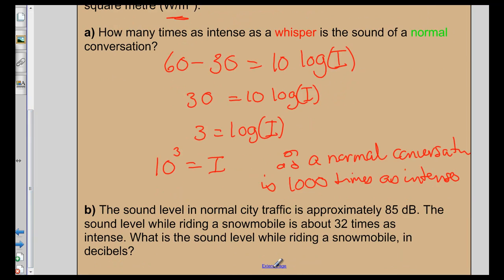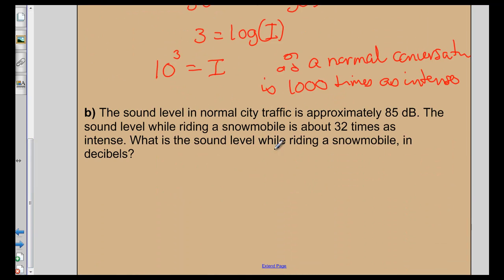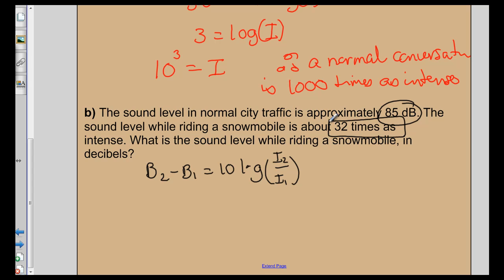Moving along, and sometimes they actually ask us to find one of the sound levels. So I'm going to rewrite the equation. B2 subtract B1 is equal to 10 log of I2 over I1. And notice that the ratios correspond. If B2 is first, I2 needs to be first here. So in this question, they tell us the sound level in normal city traffic is 85 decibels. The sound level riding a snowmobile is 32 times as intense.